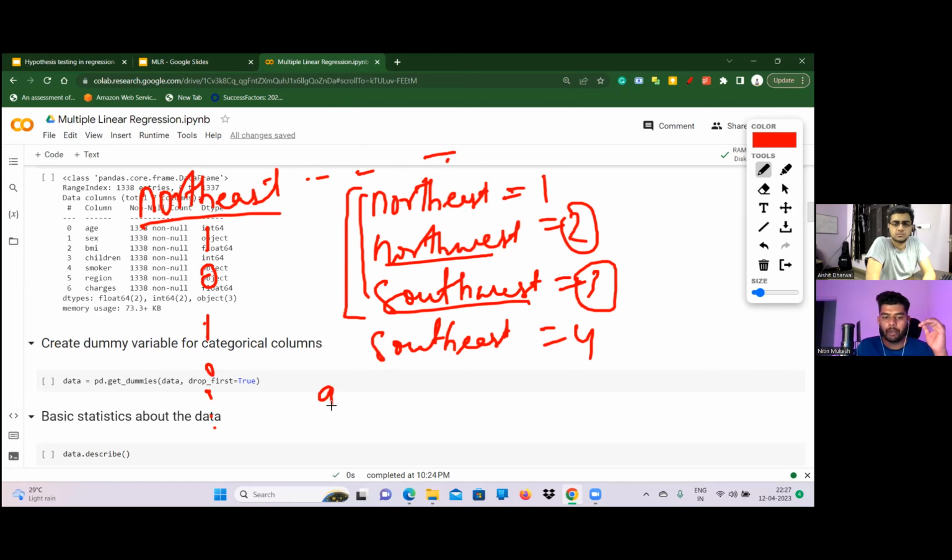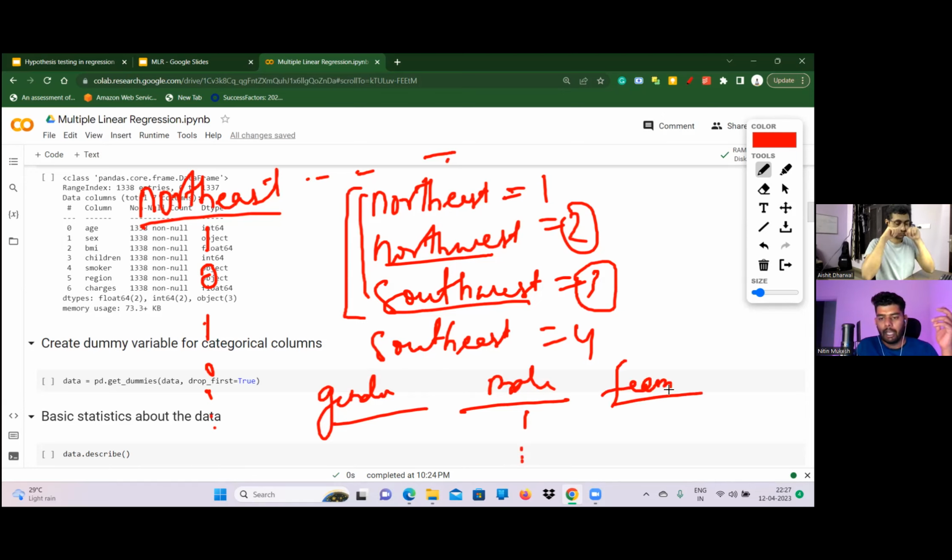So if you want to convert gender into 0 and 1, it's not like that. We don't create a column for male and give it a 1 if the person is male, and create a different column for female and give it a 1 if the person is female. We don't do it like that.